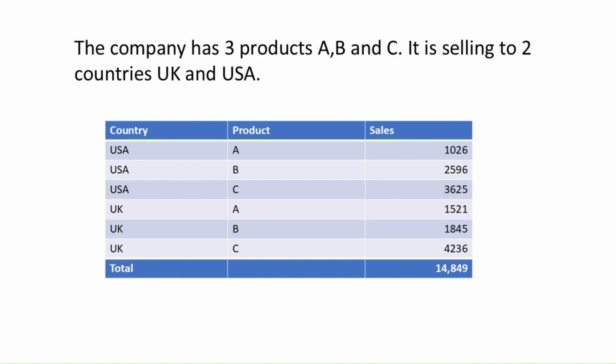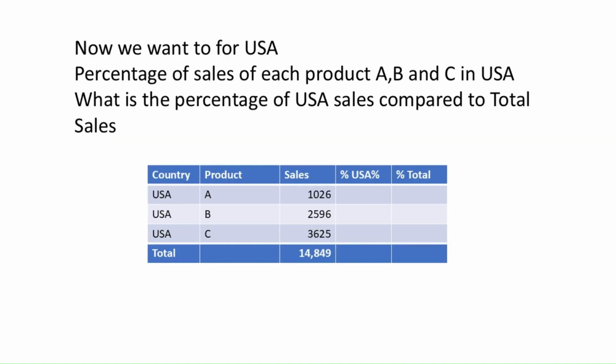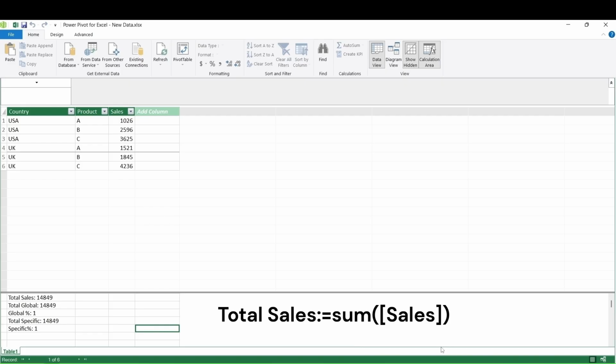The company has 3 products, A, B, and C. It is selling to 2 countries, UK and USA. Now we want it for USA. What is the percentage of sales of each product A, B, and C in USA? What is the percentage of USA sales compared to total sales? We are now in the data table.